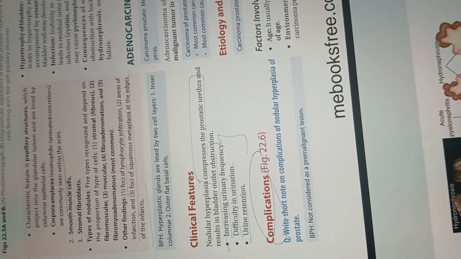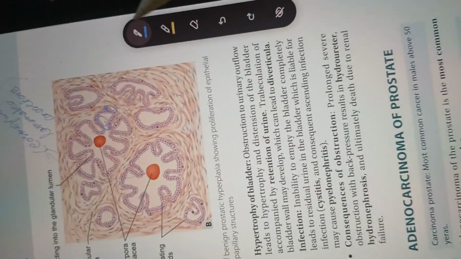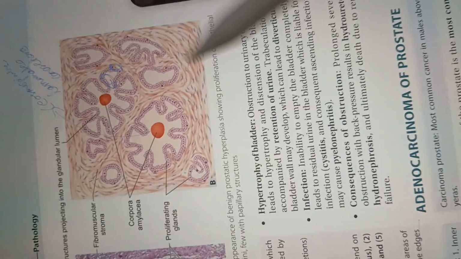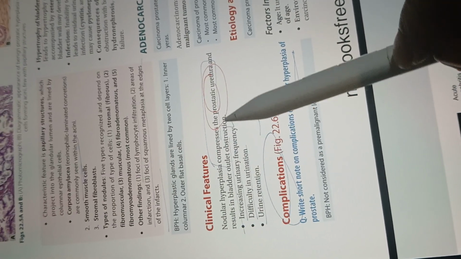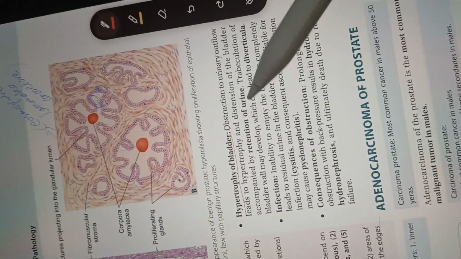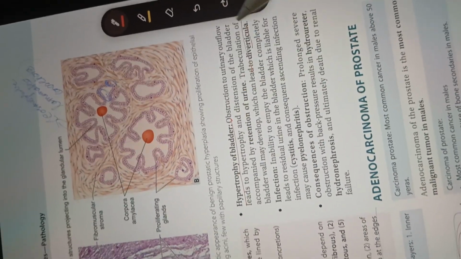So what are the complications of nodular hyperplasia, also known as benign prostatic hyperplasia? In complications we have basically hypertrophy of the bladder. Why does hypertrophy of the bladder occur? Because there is compression of the prostatic urethra, which results in bladder outlet obstruction, because of which there is hypertrophy of the bladder. Obstruction leads to bladder hypertrophy, retention of urine, and trabeculation of the bladder, and may develop diverticula.